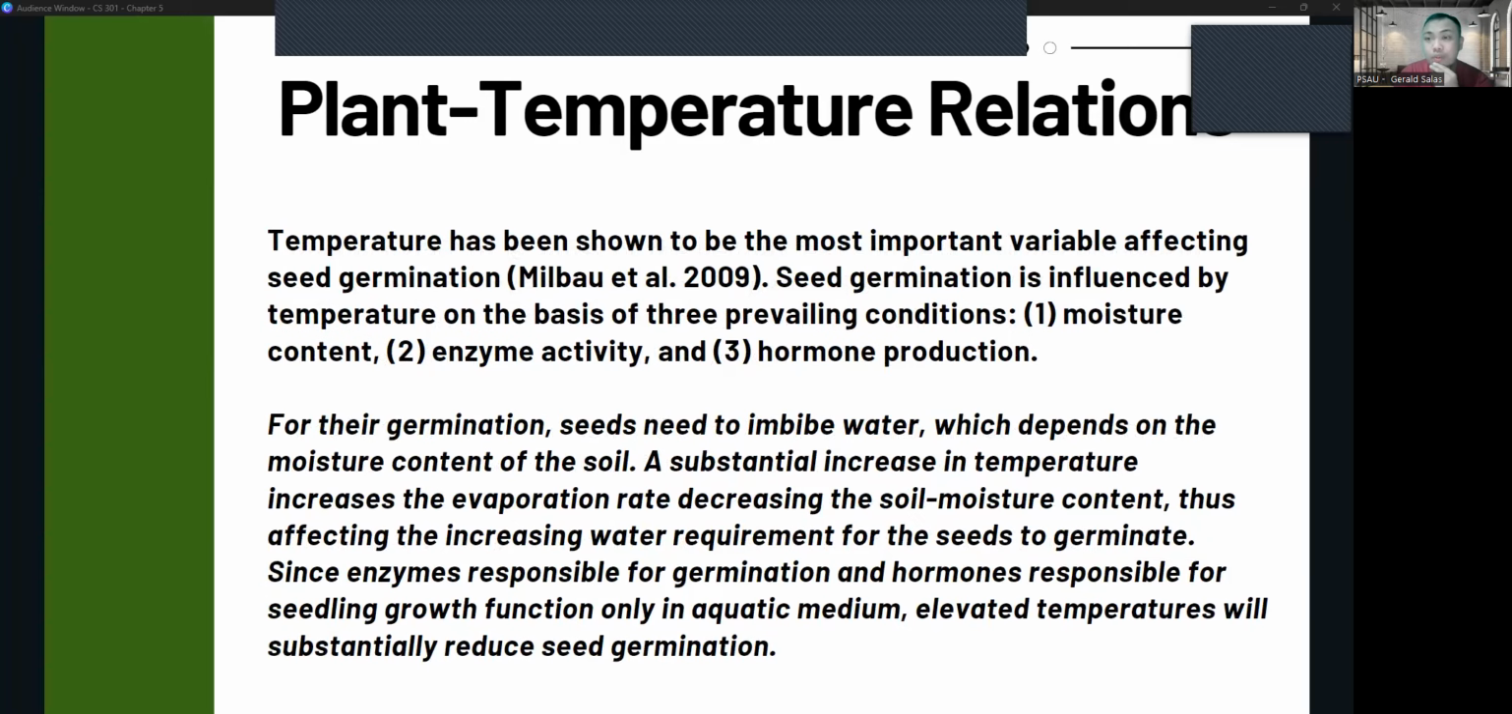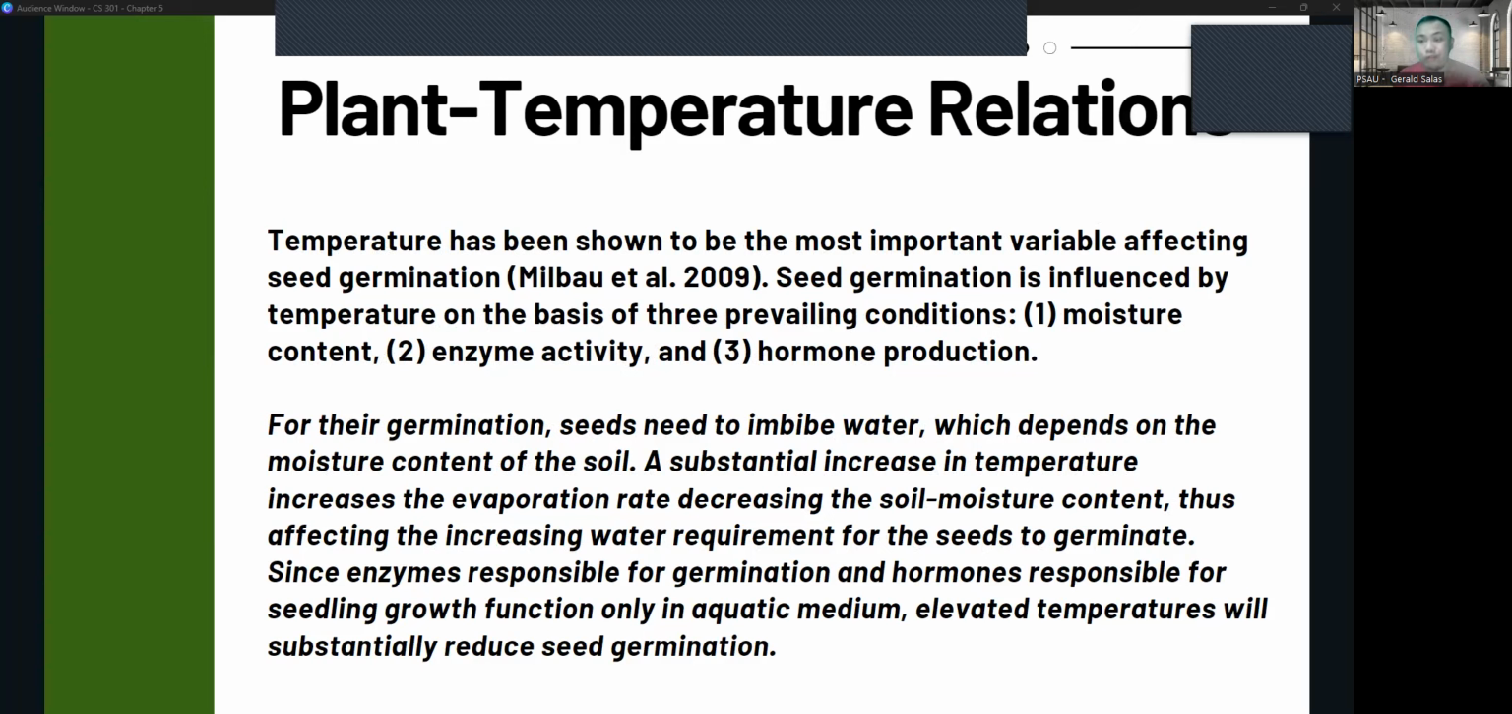Now, temperature has also been shown to be important pagdating sa ating seed germination. Seed germination is influenced by temperature on the basis of three prevailing conditions: the moisture content, enzyme activity, and hormone production. So generally, kapag mataas ang temperature, mas natutuyo ang lupa. At kapag mas natutuyo ang lupa, nababawasan ang soil moisture content, in which kung saan yung ating mga seeds are very dependent on water.